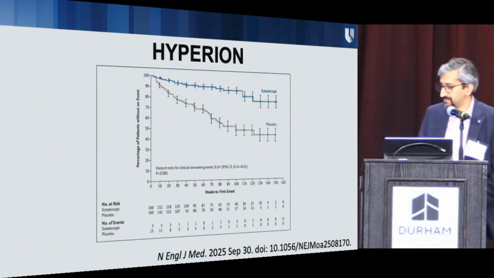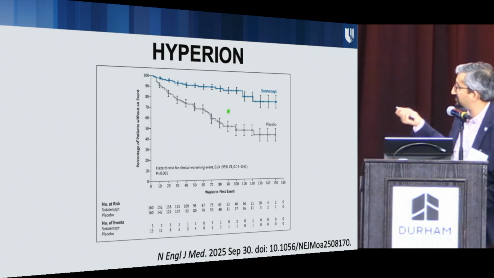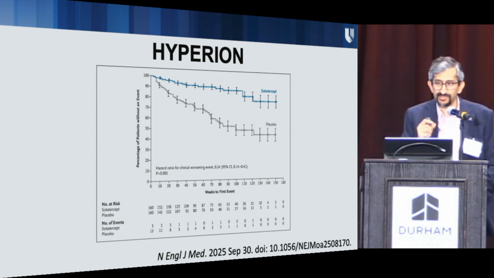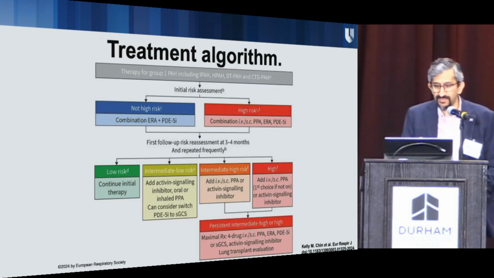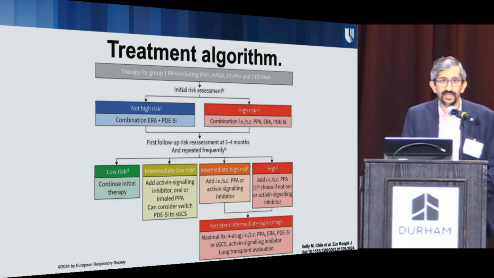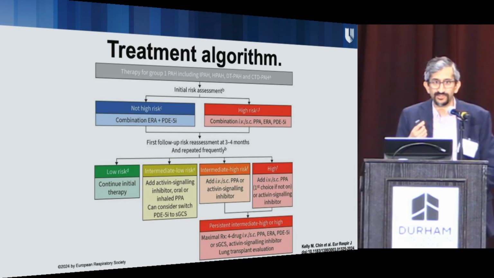And we see that in HYPERION, a similar type of benefit is observed where sotatercept showed significant benefit compared to placebo in patients who had been on therapy for less than a year, and again, the majority of which on dual oral therapy. So this treatment algorithm, which came out before this data, is going to be subject to change. And I think all of us are making it up as we go along here, but as we get more experience, I think it'll guide the development of the next treatment algorithm.